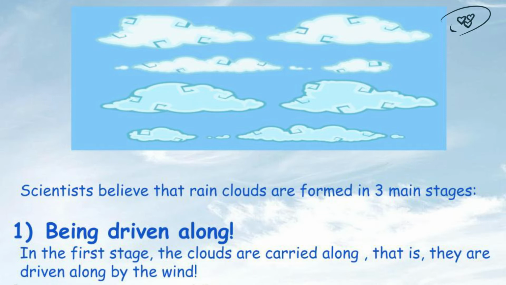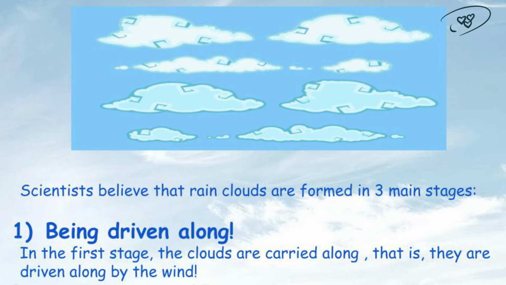So the scientists believe that the rain clouds are formed in three different main stages. Number one, being driven along. In the first stage, the clouds are carried along, that is, they are driven along by wind. So in the first stage of cloud formation, the clouds, they are pushed together by the wind.